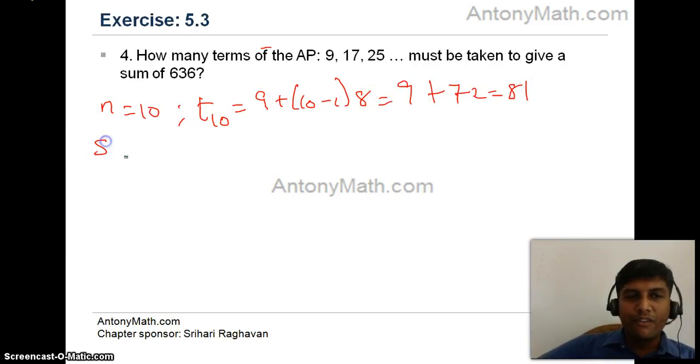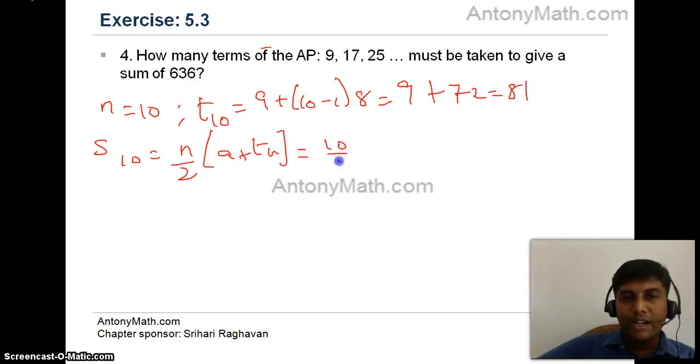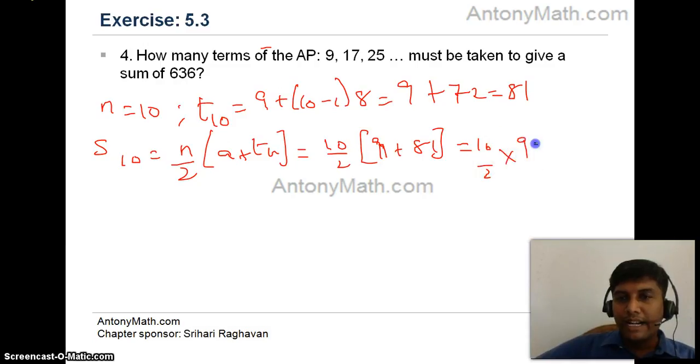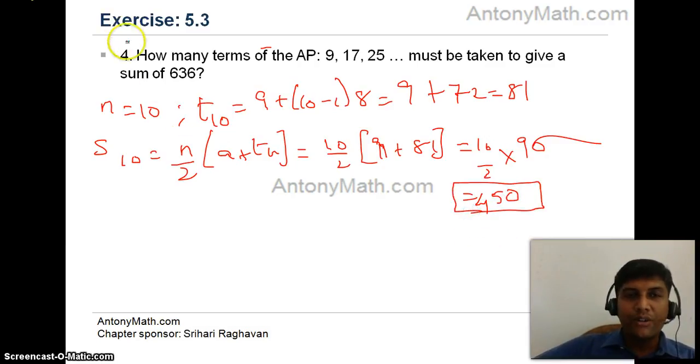And what is the sum of the first terms? S10 equal to n by 2 into a plus tn, which is equal to 10 by 2 into 9 plus 81, which is 10 by 2 into 90, which is nothing but 450. So the sum of the first 10 terms is 450. I need to go to 636, which is all the way up here. So I am somewhere close by.